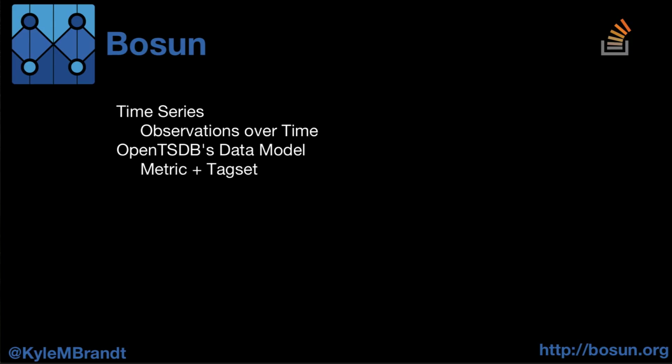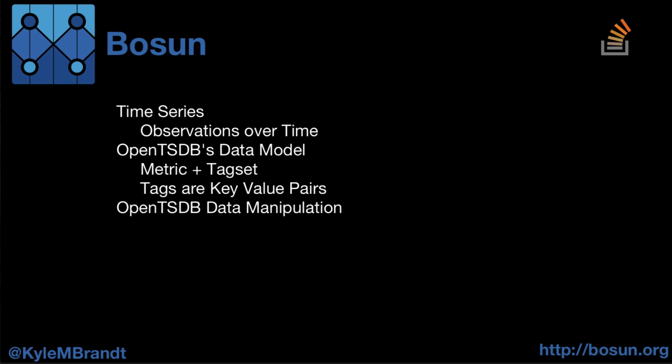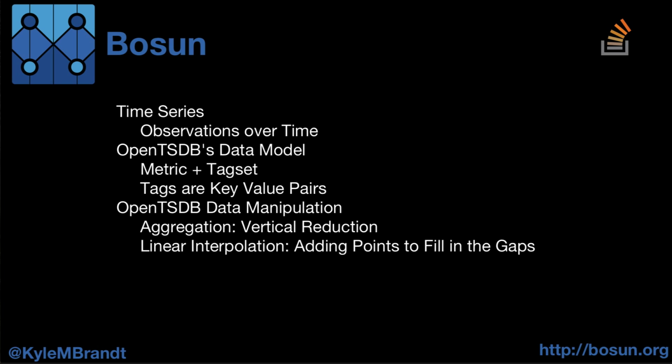In summary, we learned about time series, and we noted the time series are just observations over time. We learned about OpenTSDB's time series data model, in which each time series is uniquely identified by a metric and a tag set, and each tag is a key and value pair. We also talked about data manipulation in OpenTSDB. You can do aggregation, which was the vertical reduction, adding up data points that are around the same time.